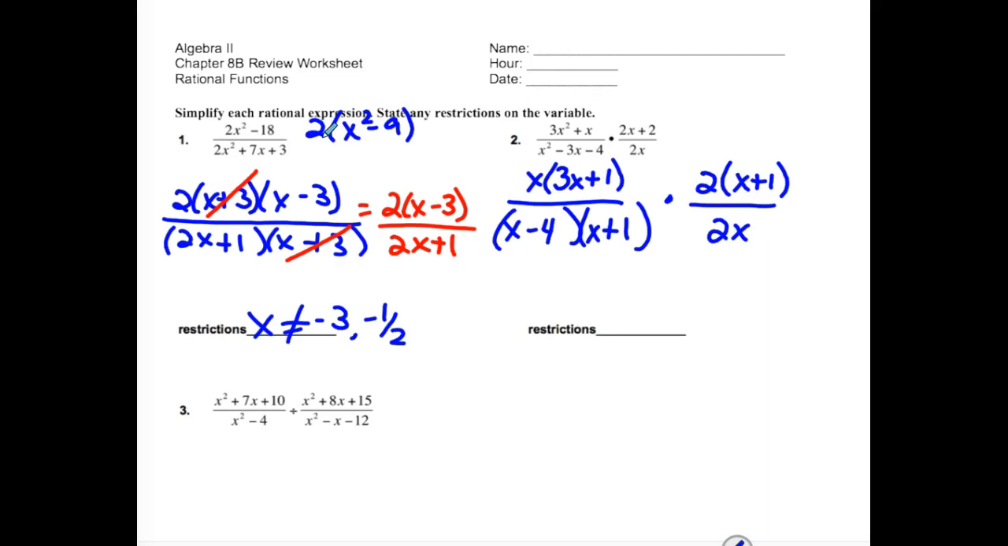All right. Looking for domain restrictions. What is it that x can't equal? For this one, can't equal a 4. For this one, -1, and here, 0. Okay? Looking for common factors that we could reduce. What do you see? Okay, I heard x plus 1s.